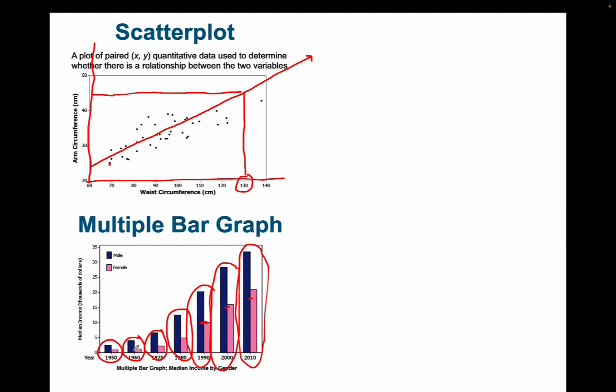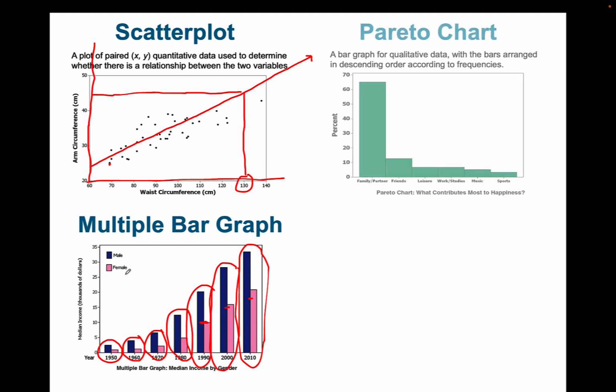So hopefully you can see that if we were just presented with a bunch of incomes, just numbers, it would be very challenging to find a trend or to compare groups. But when we use a table or a graph, those visual tools help us identify those things.